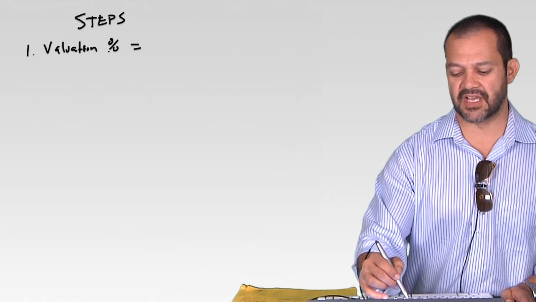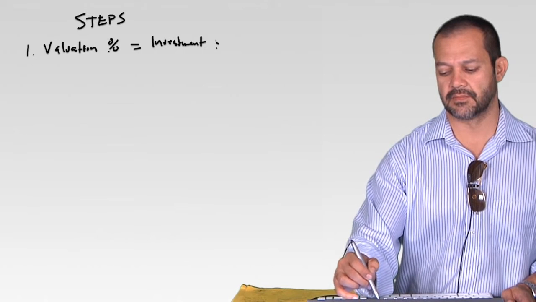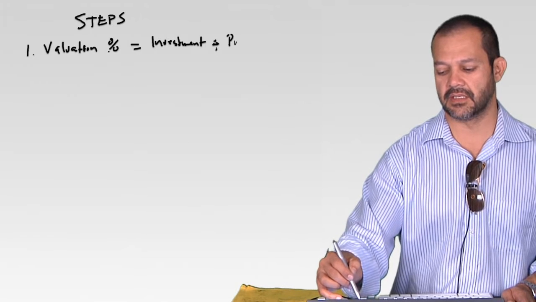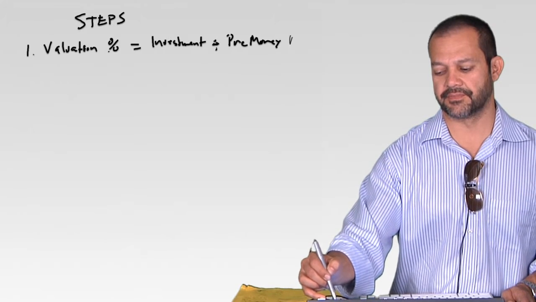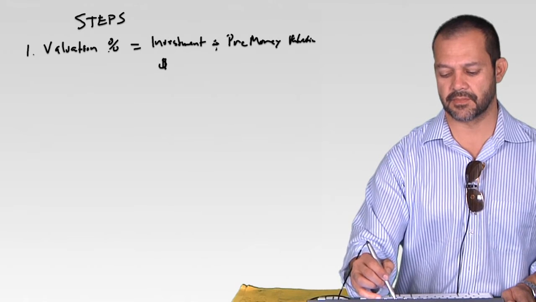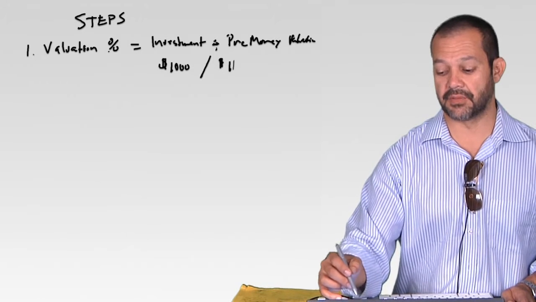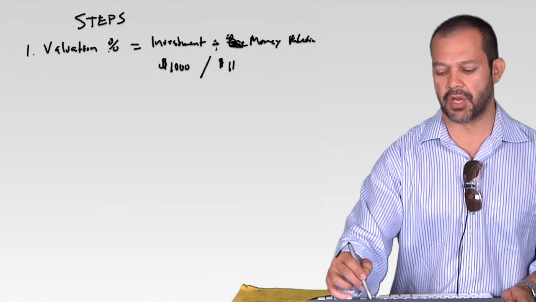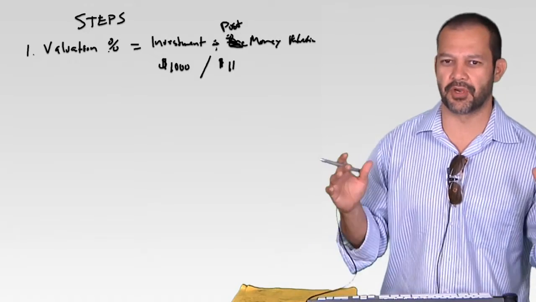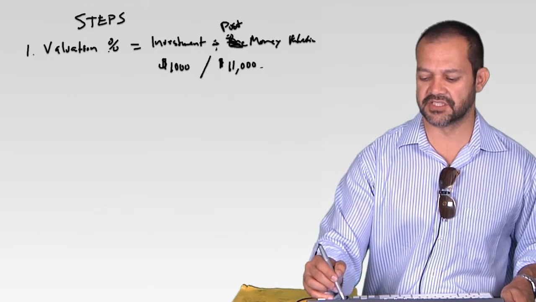So you're going to take the investment divided by the post-money valuation. So here we go. You have 1,000 divided by 11,000. I'm sorry, pre-money. What the heck was I thinking? Post-money. Thank you for catching that. I know many of you were about ready to throw up your hands and say, what is going on? 11,000 gives us 9%.